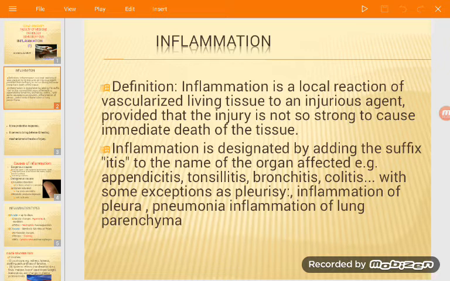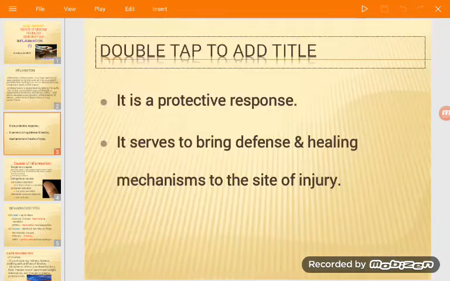Inflammation is designated by adding the suffix -itis after the word. For example, inflammation of the tonsils we call tonsillitis, and inflammation of the appendix is called appendicitis. There are some exceptions, like inflammation of the pleura, called pleurisy, or inflammation of the lung parenchyma, called pneumonia.